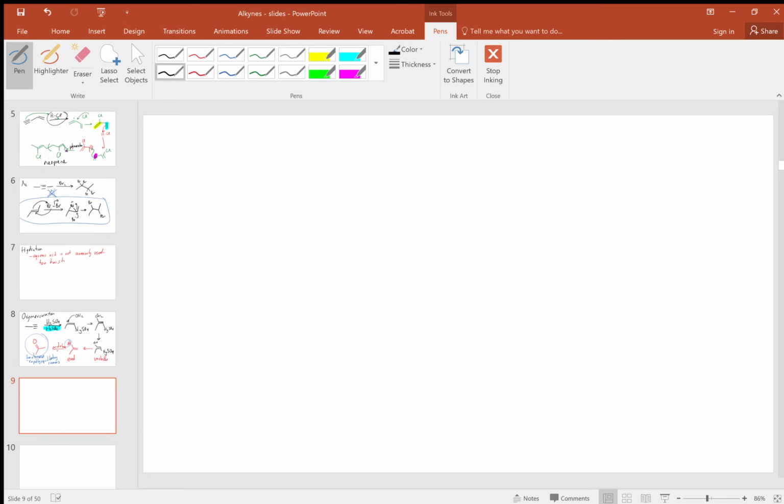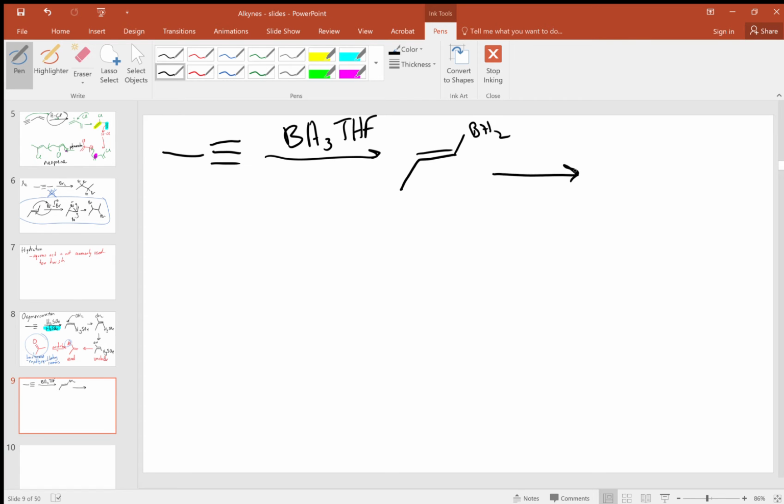What about hydroboration? Is the same thing true? So we start the reaction out exactly the same way. We use borane THF. And as before, that puts the boron on the less substituted carbon and the hydrogen on the more substituted carbon. Also, as with alkenes, this will happen a total of three times until we've replaced all of the hydrogens on the boron with alkyl groups. So again, this is an anti-Markovnikov process.